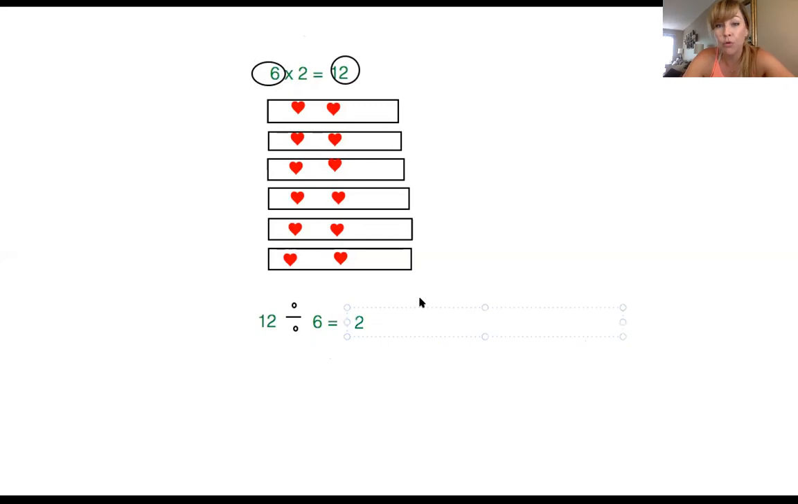But guess what? I want to prove my work. So I have 12 items and I want to give them to 6 friends, okay? So 12 divided by 6. Here's my 12 hearts, and I'm going to divide them into groups of 6. Here's group 1, group 2, group 3, group 4, group 5, and group 6. And guess what? Each group gets 2. And that's where you get the 2 that's right here, okay?